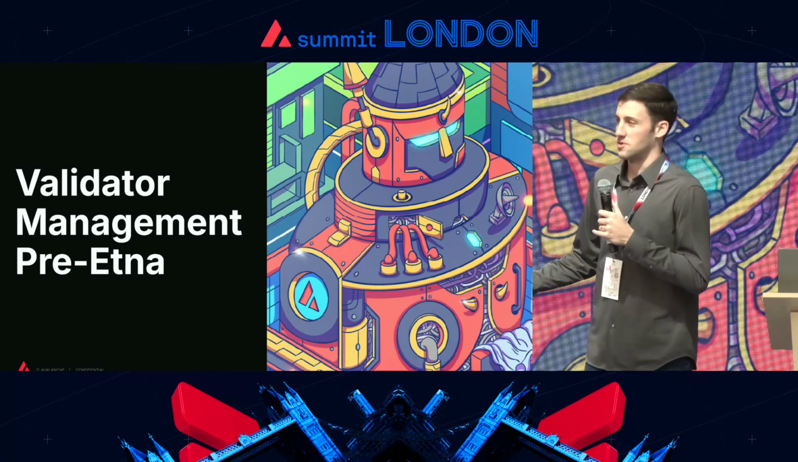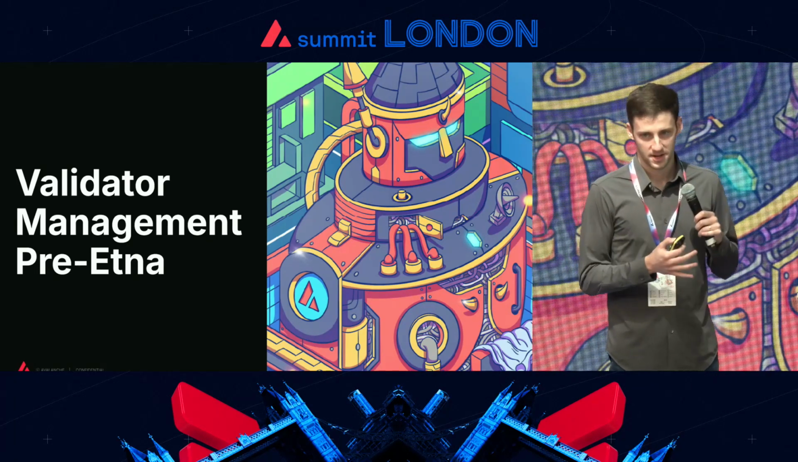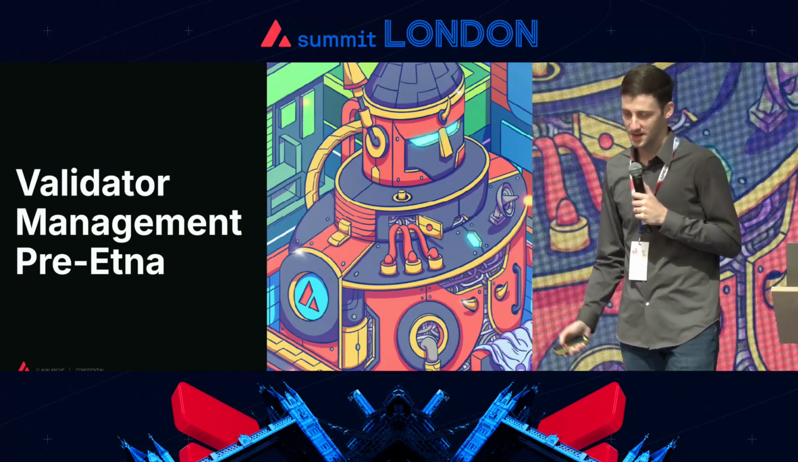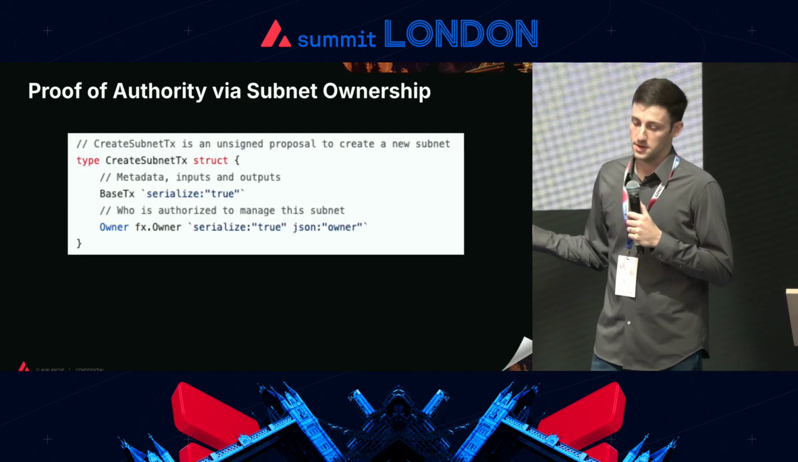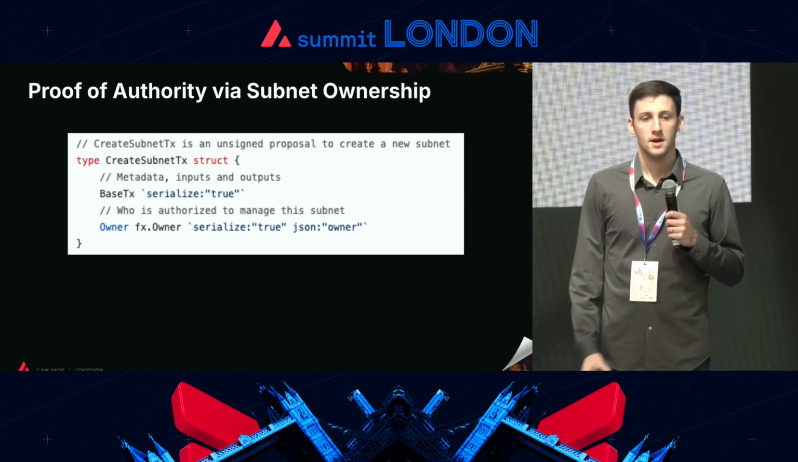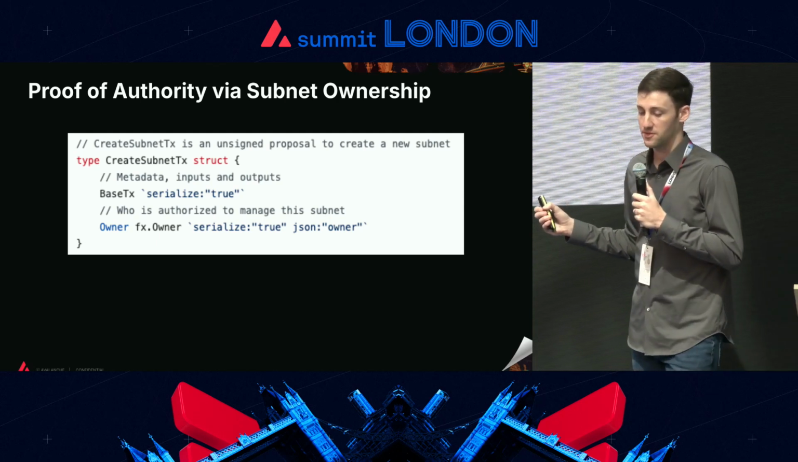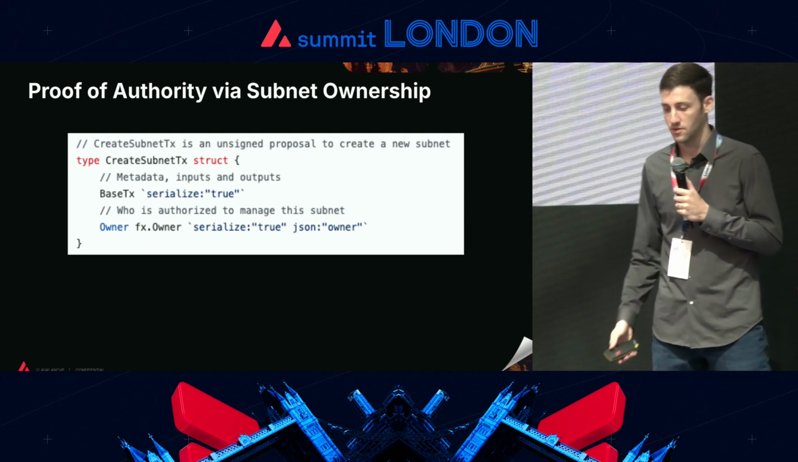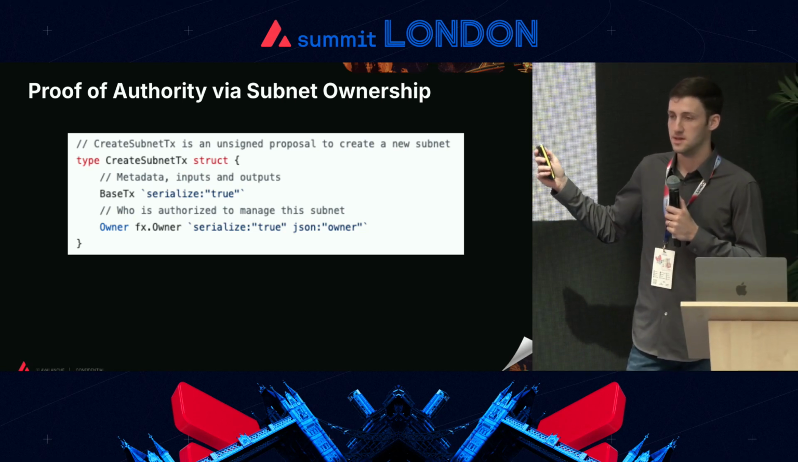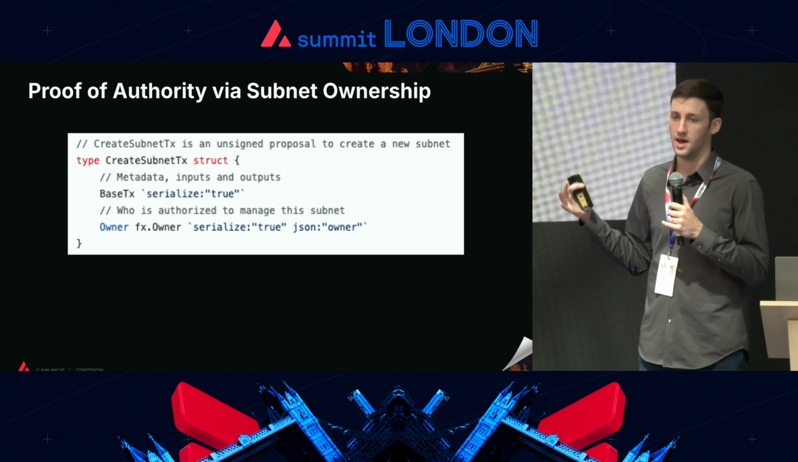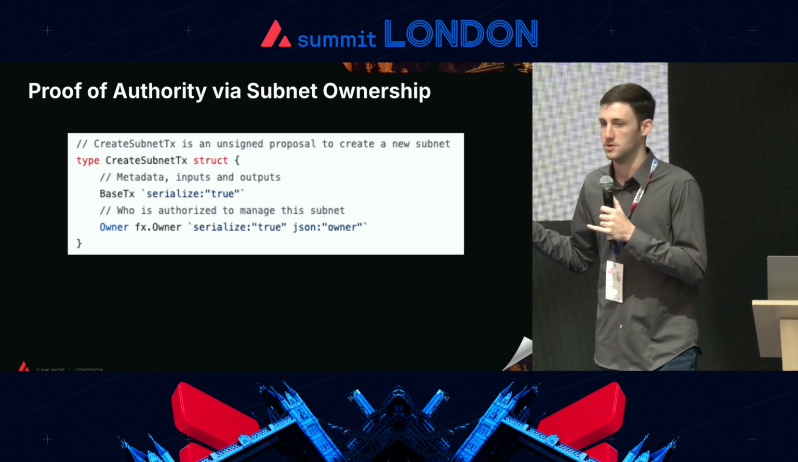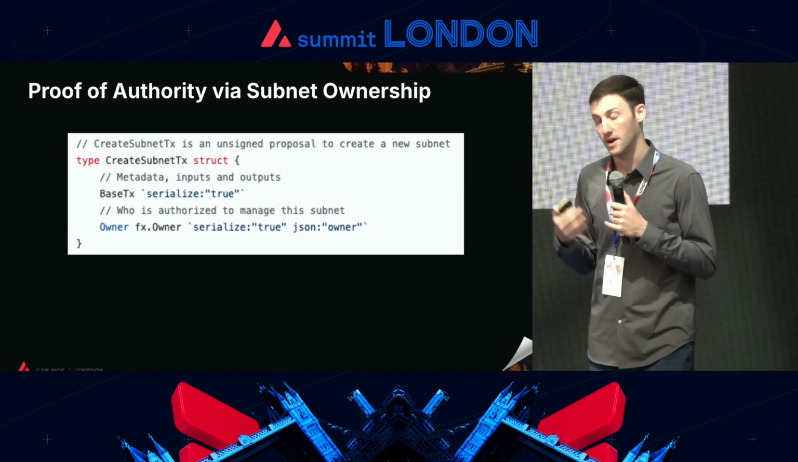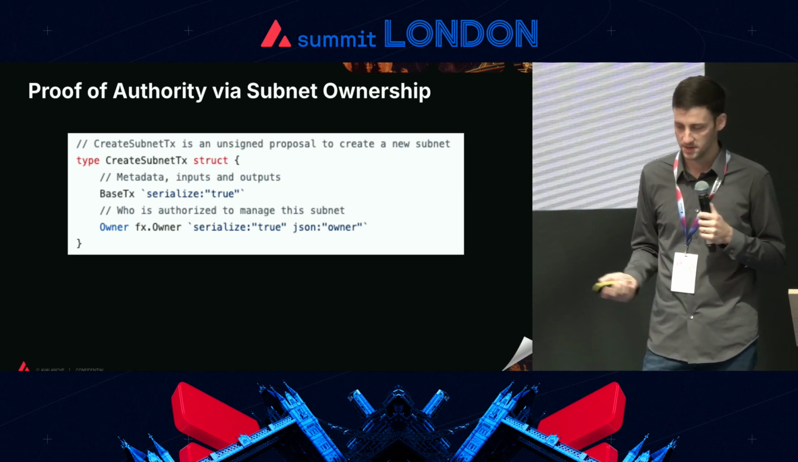So I want to first start by taking a step back to what subnet validator management looked like prior to that upgrade, which formally introduced L1s. And like I said, there's two main categories, proof of authority and proof of stake. The proof of authority case for subnets was managed via the owner of the create subnet transaction. This create subnet transaction specifies the P-chain addresses and the thresholds that represent the owner of the subnet, and the owner is able to make unilateral changes to its validator set as far as defining who becomes a validator and who is removed from the validator set.